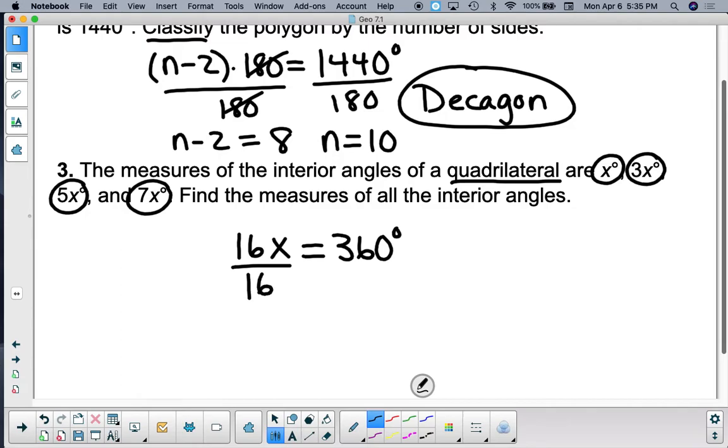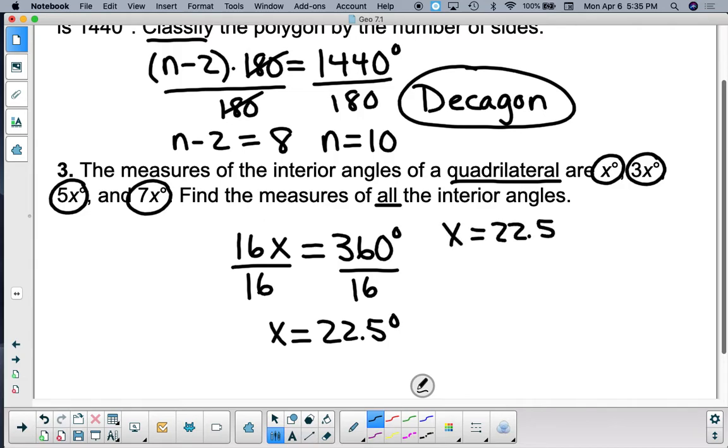So I divide by 16, and I get x is 22.5 degrees. Okay, it wants all of them, right? So I have to plug that in. So x is 22.5 degrees. The next one they wanted me was 3x. So I take 22.5 times 3, and I get 67.5 degrees.